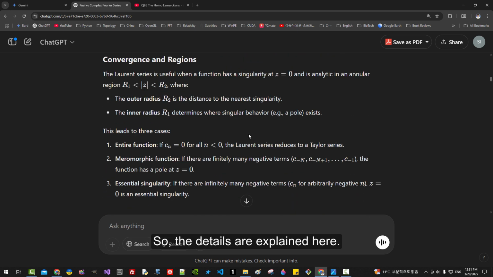So, the details are explained here. Entire function: if Cn is 0 for all n less than 0, the Laurent series reduces to a Taylor series. Meromorphic functions: if there are finitely many negative terms, the function has a pole at z equals 0. Essential singularity: if there are infinitely many negative terms, Cn for arbitrarily negative n, z equals 0 is an essential singularity.